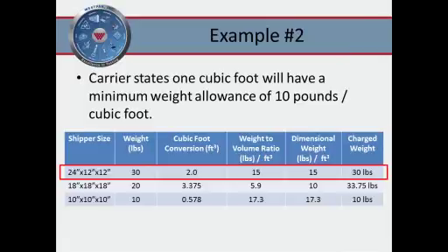Weight to volume ratio is 15 pounds per cubic foot. And because 15 pounds per cubic foot exceeds the 10 pounds per cubic foot minimum limit, you're going to be charged 15 pounds per cubic foot, which ends up being charged a 30-pound box.